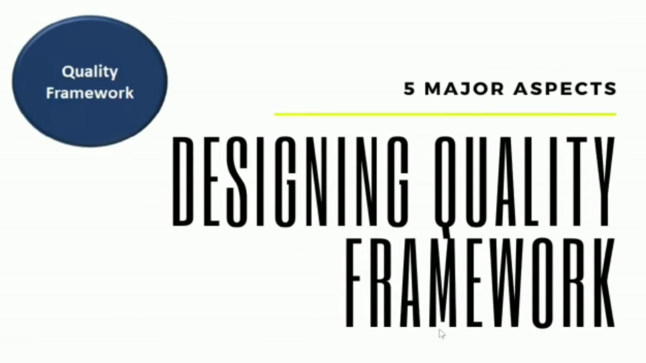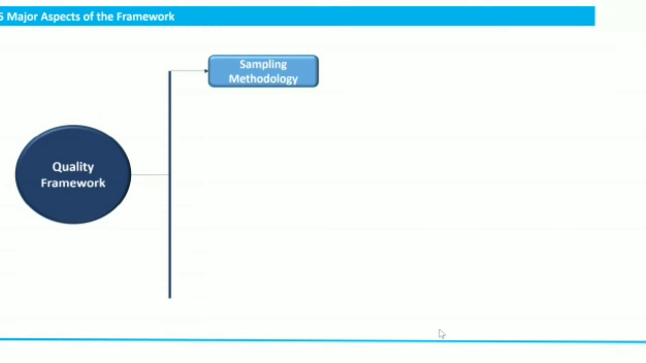These 5 are the base of setting up any quality team, any quality framework in your organization, be it your personal business, anywhere, right? So let's get started quickly. The 5 major aspects of the quality framework. To start with, we have sampling methodology.